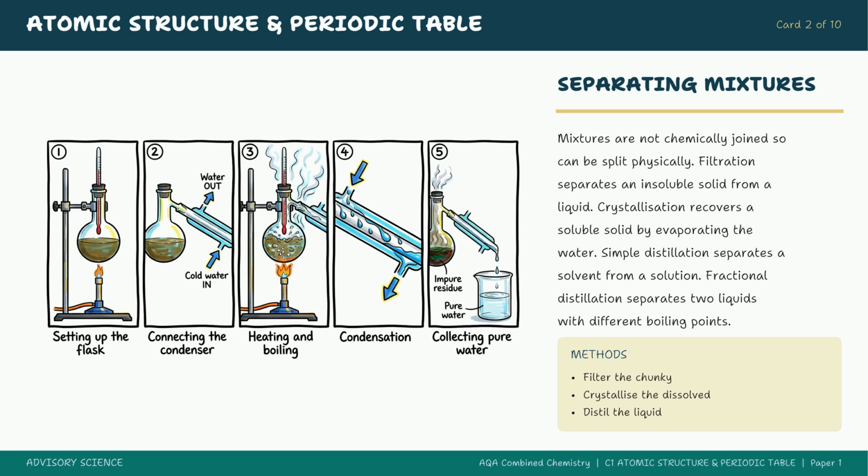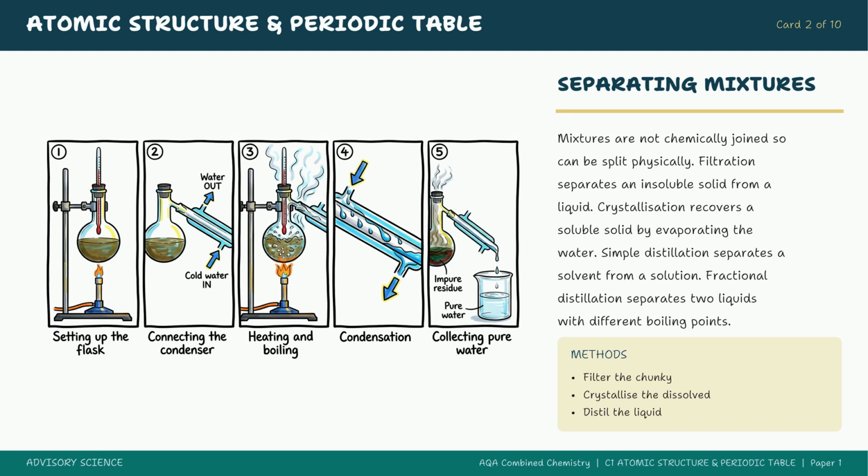If you have a solid that does dissolve in a liquid, you gently evaporate the liquid, and this leads to crystallization. Simple distillation separates a solvent from a solution. So that's when you have two liquids, for example, ink in water. And what you do is boil the mixture, and then the liquid with the lower boiling point evaporates, leaving behind the liquid with the higher boiling point.